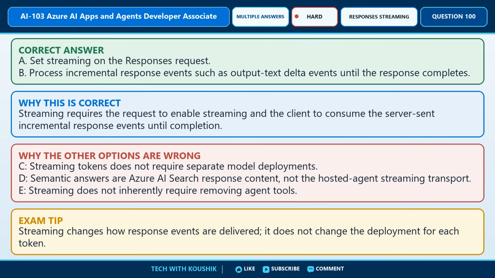Streaming tokens does not require separate model deployments. D. Semantic answers are Azure AI Search response content, not the hosted agent streaming transport. E. Streaming does not inherently require removing agent tools. Keep this examination point in mind. Streaming changes how response events are delivered. It does not change the deployment for each token.